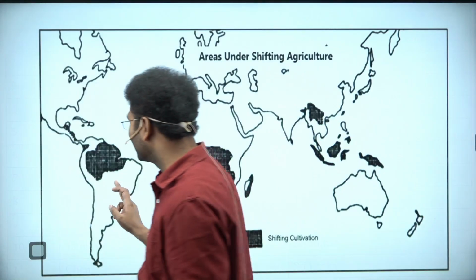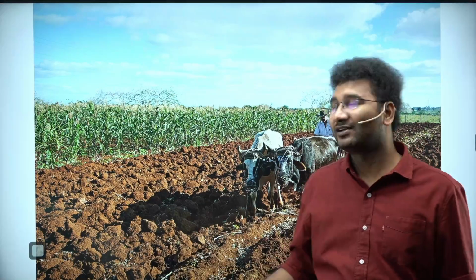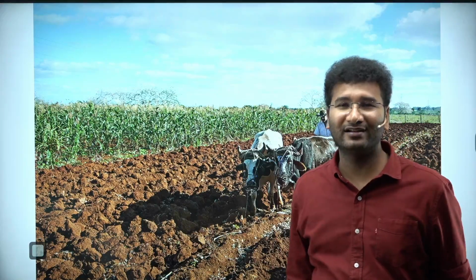Okay. So this is your shifting cultivation. Now next is rudimentary tillage. What is rudimentary tillage? Rudimentary tillage is done by those who do not have tractors and other equipment. They go for this kind of cultivation. Irregular tillage will be done and then they grow the crops. Whatever crop they get, they are happy with that, right?